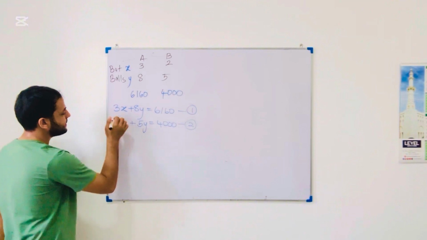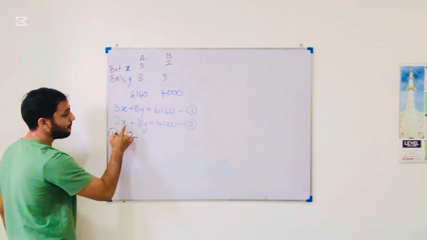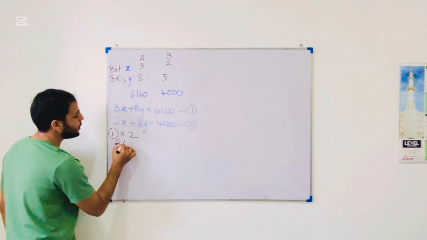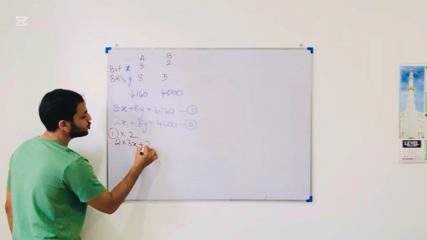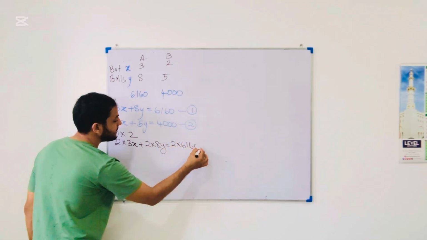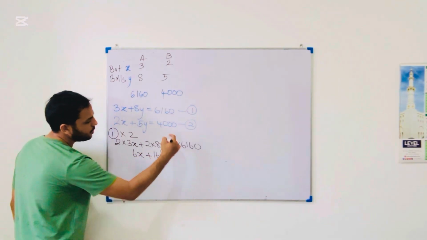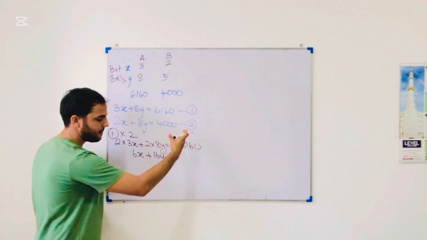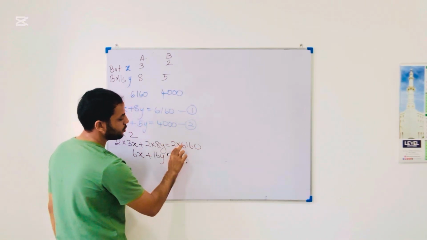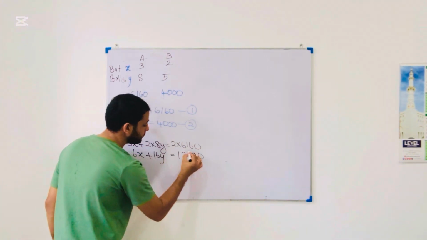Now to remove x, I need to multiply the first equation by 2 to make it 6. Remember what I told you, each term you're going to multiply by 2. So 2 into 3x plus 2 into 8y is equal to 2 into 6,160. So 6x plus 16y. I'm going to do the calculation a bit faster. 2 into 6,000 is 12,000, 2 into 160 is 320. So we have 12,320.